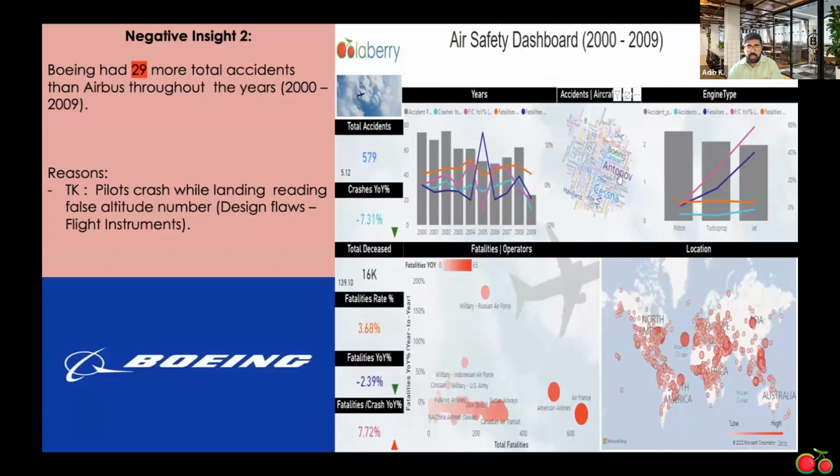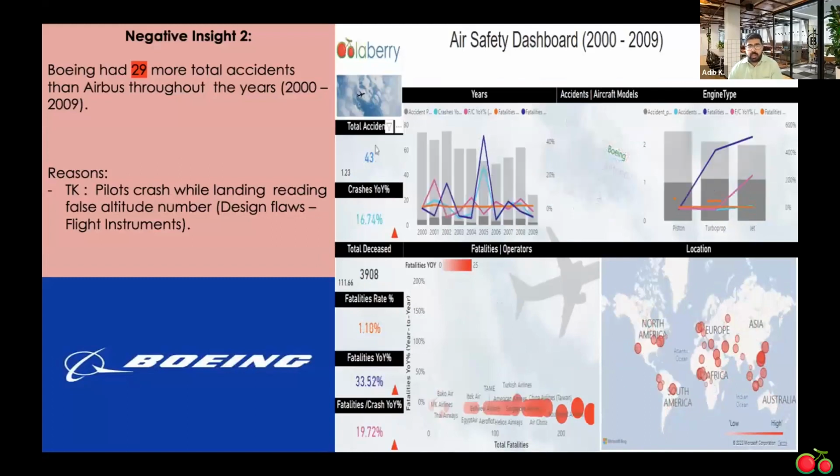And another negative insight is about Boeing. Now, Boeing and Airbus are two big aircraft manufacturers. But unfortunately, Boeing had 29 more total accidents than Airbus.